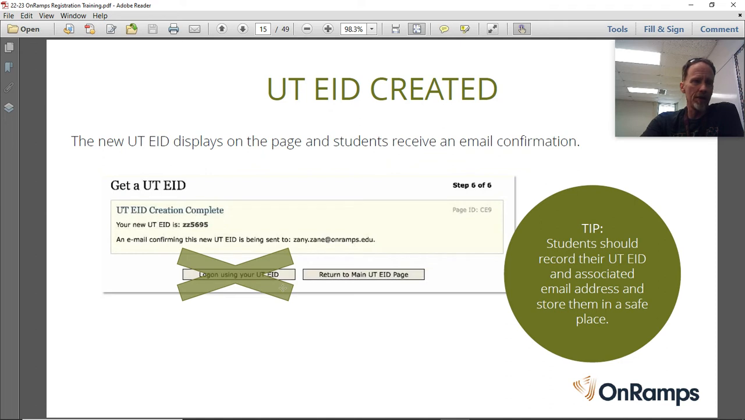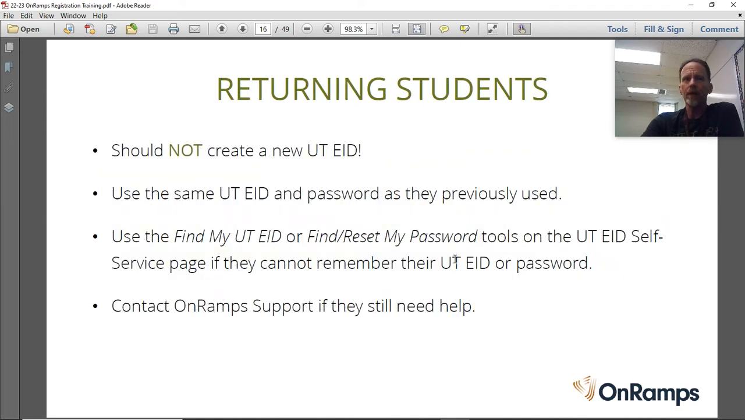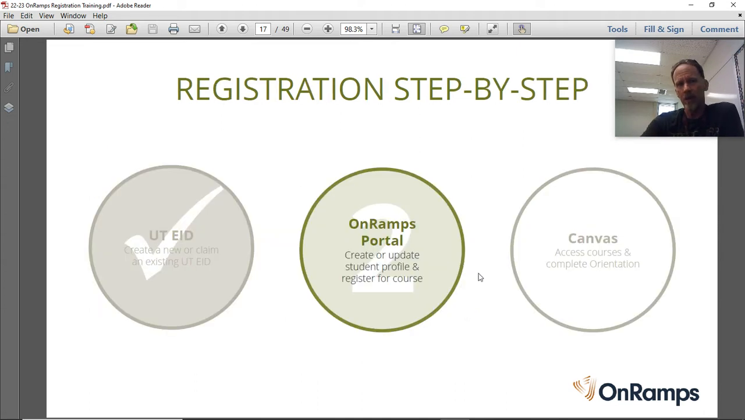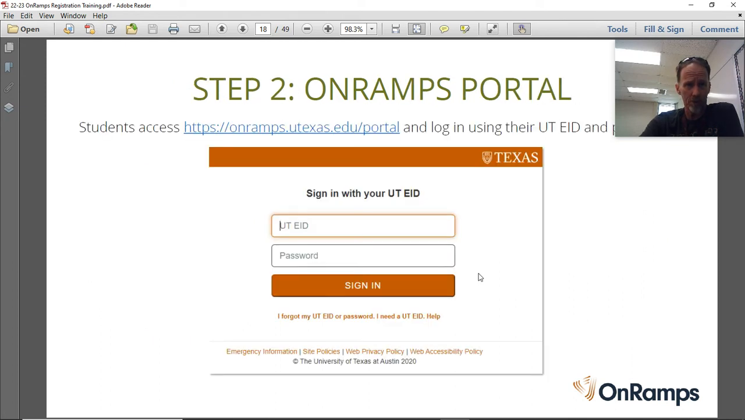So once you have your EID, you're going to go into the portal. By the way, if you already have an EID, if you're taking OnRamps or whatever, then you won't need to do this step. Okay. So the next step is going to go into the portal and actually register for this course.